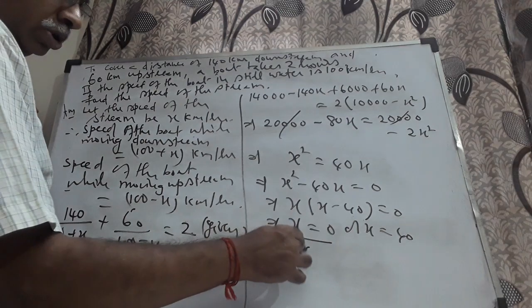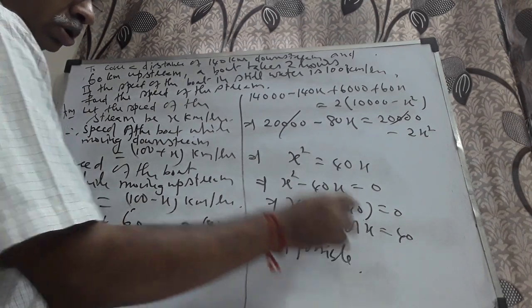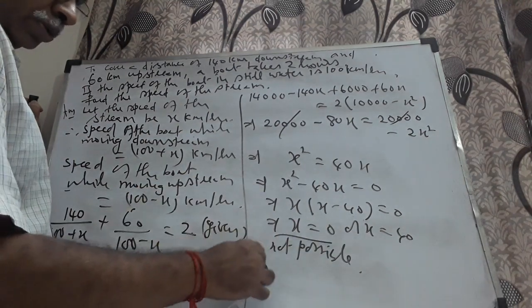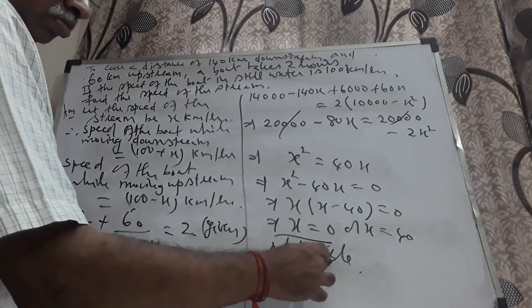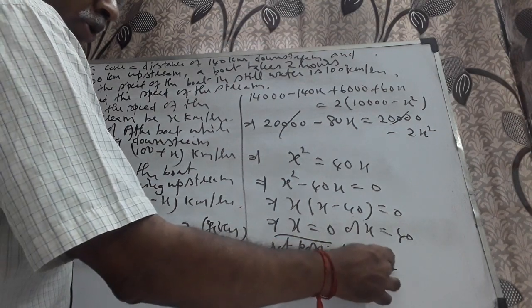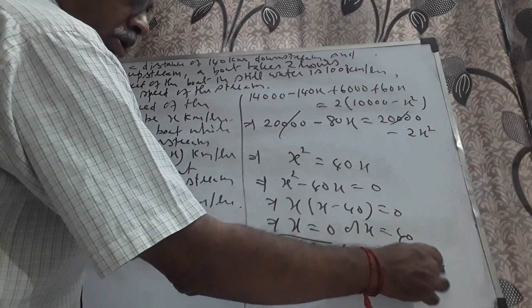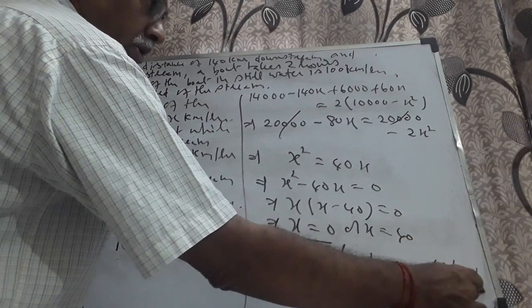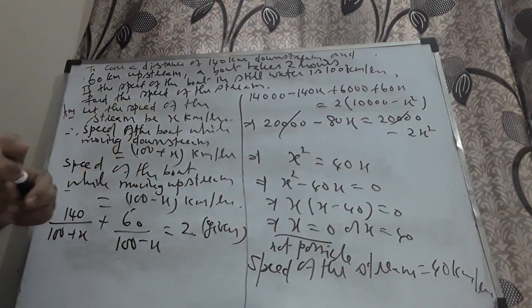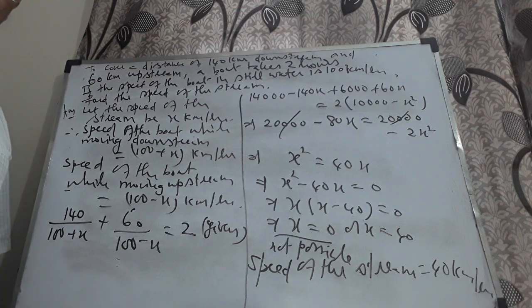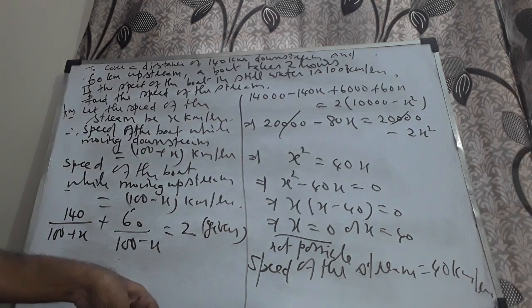x equal to 0 is not possible. The speed of the stream, it's not still water, it's a moving current. Therefore, x equal to 0 is ruled out. Therefore, it is 40 kilometers per hour. Let me repeat the whole answer.